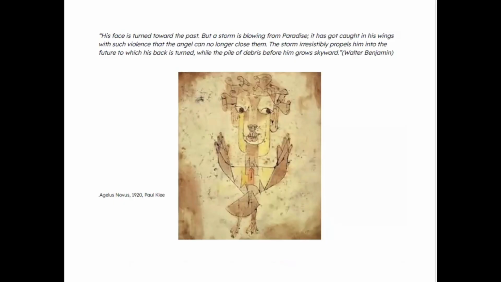He's talking about Angelus Novus of Paul Klee, 1920. It's a very progressive artwork of its time. His face is turned towards the past, but a storm is blowing from paradise. It has got caught in his wings with such violence that the angel can no longer close them. The storm irresistibly propels him into the future to which his back is turned, while the pile of debris before him grows skyward. So it's like the wind is forcing him to go to the future, but his back is still turned to the past.